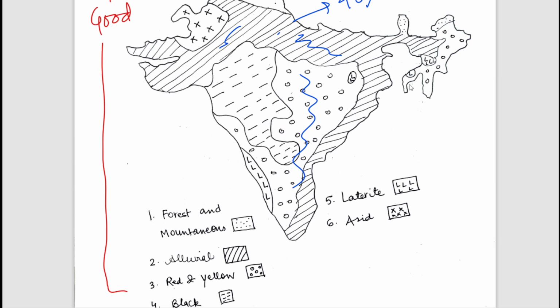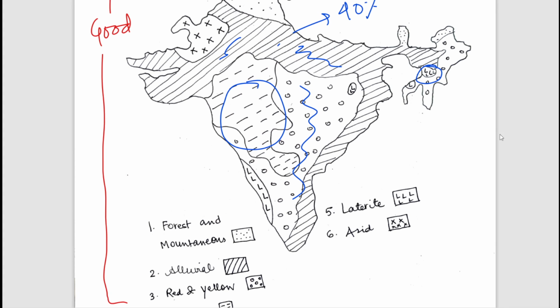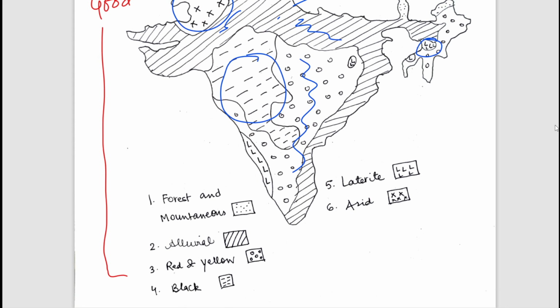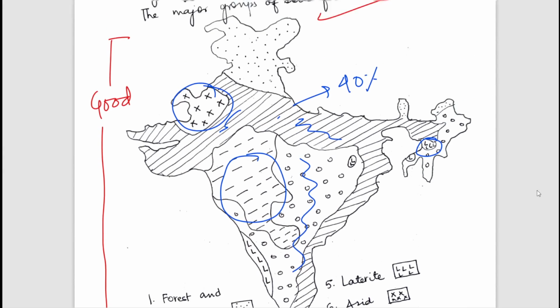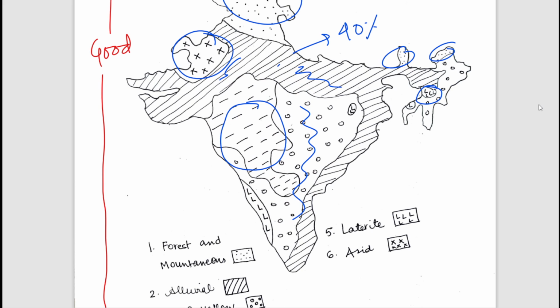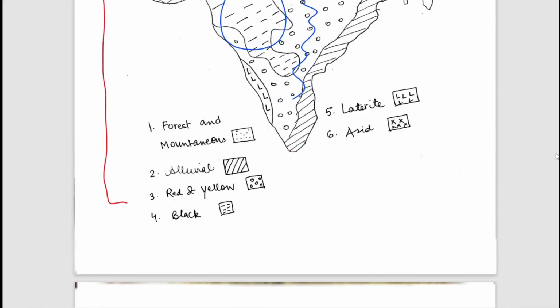In areas of high rainfall, such as the Khasi Hills region and the Western Ghats, you will find laterite soil. Black soil is found in the regions of the Deccan Traps. Arid soils you can find in the northwest regions of Marusthali. So these are the major types of soil found in India. Forest and mountain soils are found in mountain regions, the Himalayan regions and forest regions. A very well drawn map, and everything has been well labeled.